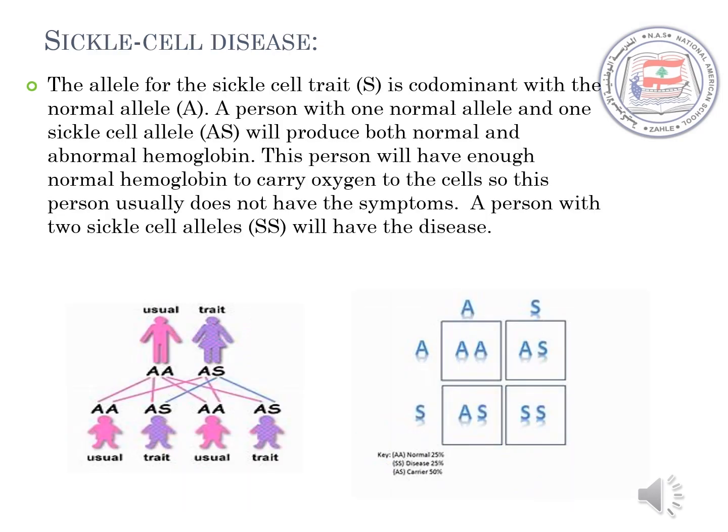The allele for the sickle cell trait, capital S, is codominant with the normal allele, capital A. A person with one normal allele and one sickle cell allele will produce both normal and abnormal hemoglobin. This person will have enough normal hemoglobin to carry oxygen to the cells, so this person usually does not have the symptoms. However, a person with two sickle cell alleles, two capital S, will have the disease.